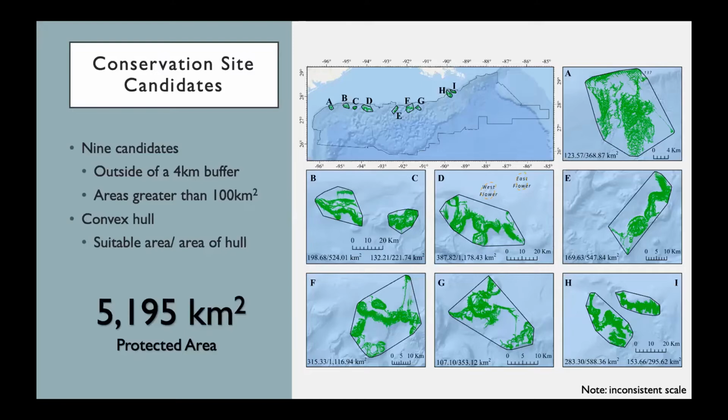What is really interesting to note is that this proposed area D is actually right next to the West Flower and the East Flower Garden Banks. So this could promote some ecological connectivity and genetic diversity for those broadcast coral and sponge spawners.